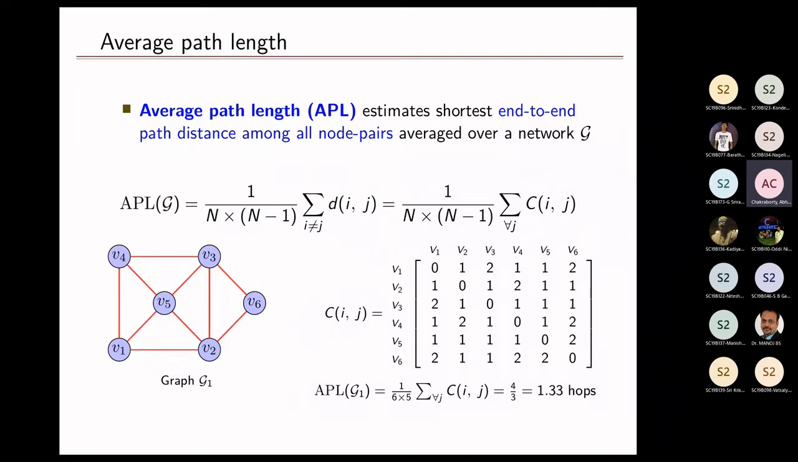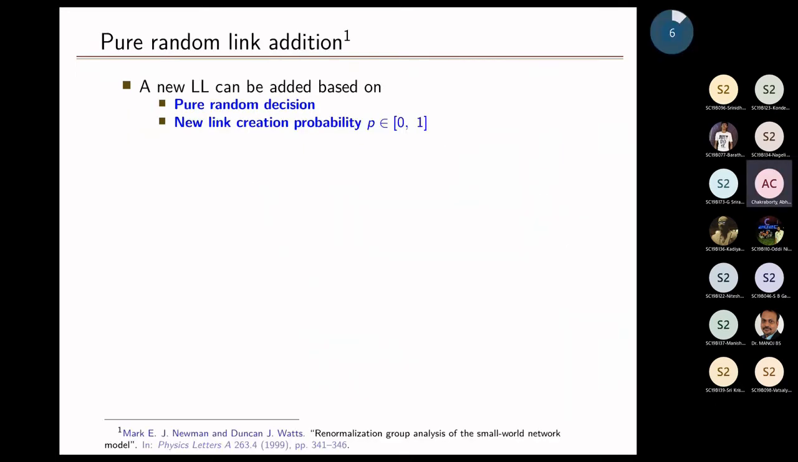So just to avoid that, we can add a few links to make this robust. One of the best possibilities is to add a link based on a pure random decision. In this pure random decision, what we are doing is randomly identifying a pair of nodes and adding a link between them.